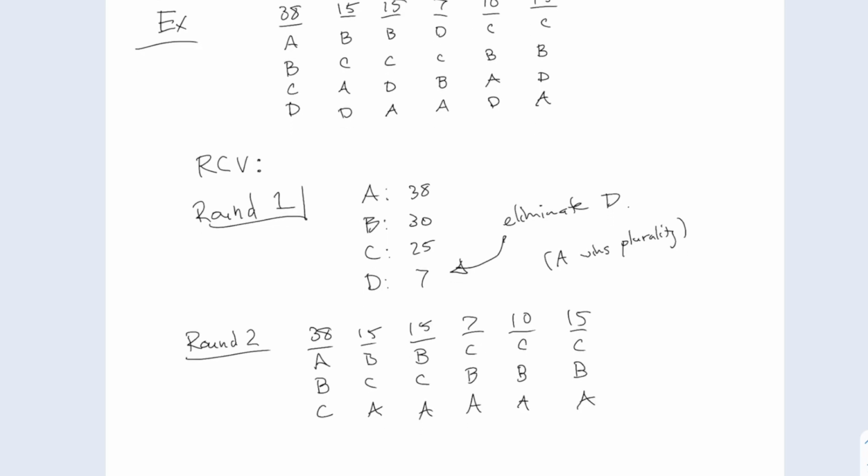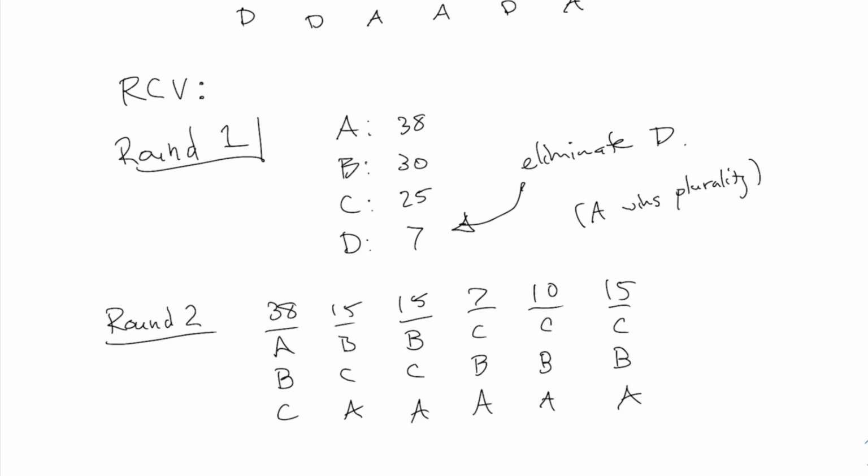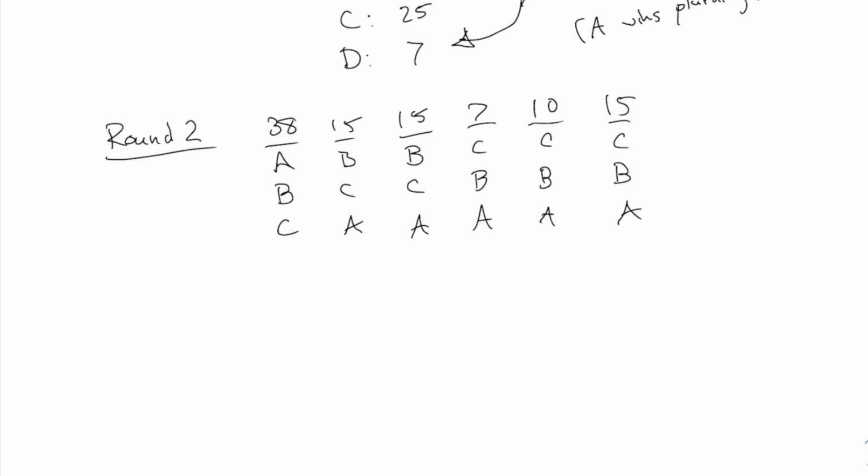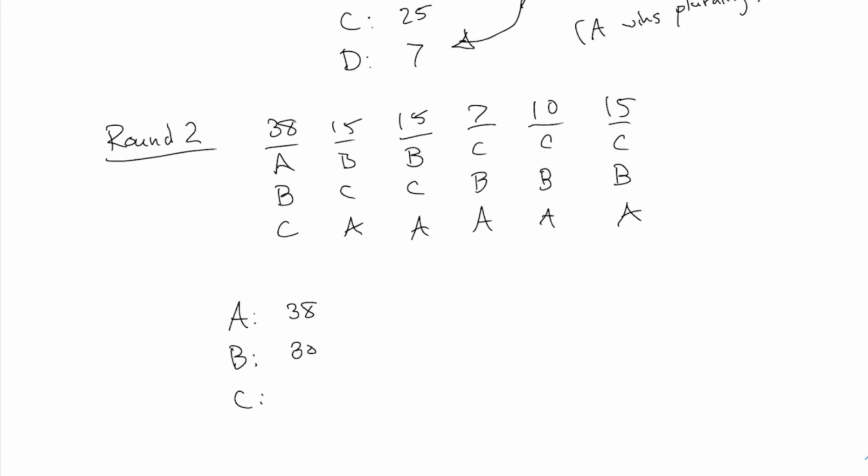All right, and now let's count them up again. You just keep on doing this until you're only left with 2 candidates, and then whoever wins the last round wins the whole thing. So let's count them up again. I go A, B, C. A now still has only 38 on top, right? B is on top in both of these columns, that would be 30. And C gets the others. 7 and 10 and 15. 32, right? And so, in the second round, we eliminate B.